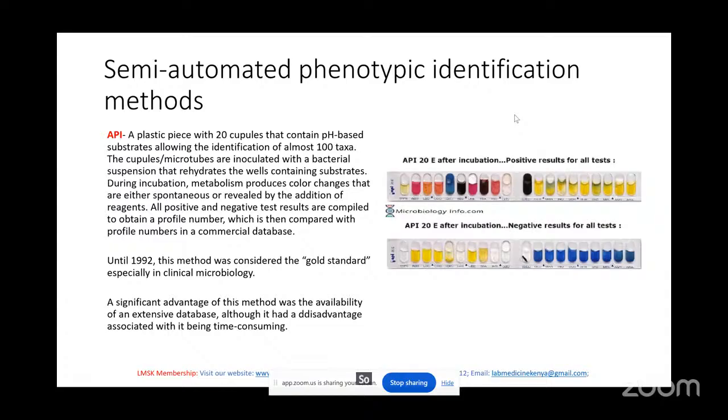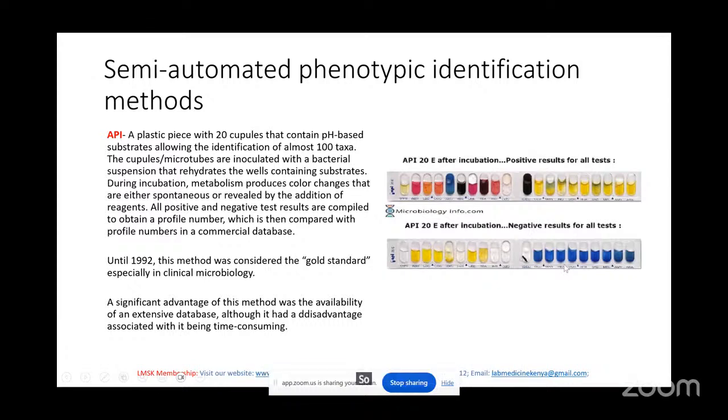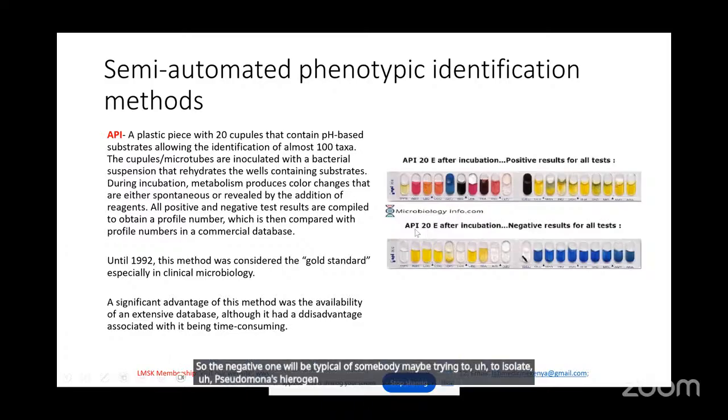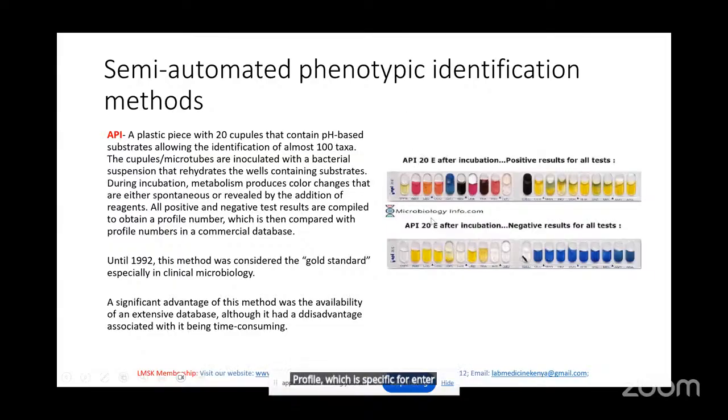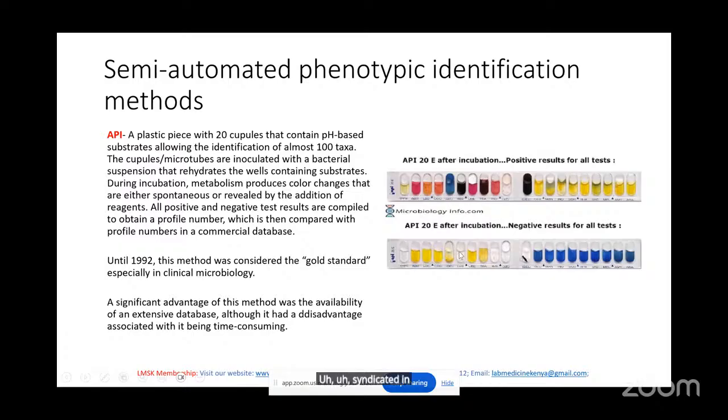So the first one is the API 20E after incubation. Here you have positive results on all tests, and below you have negative results on all tests. The negative one will be typical of somebody maybe trying to isolate Pseudomonas aeruginosa using the API 20E profile, which is specific for the Enterobacteriaceae family. So you'll have such a result as indicated in the plastic cupel just above the one that has turned positive.